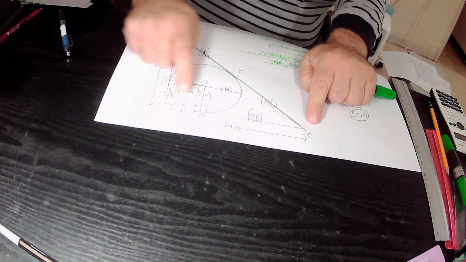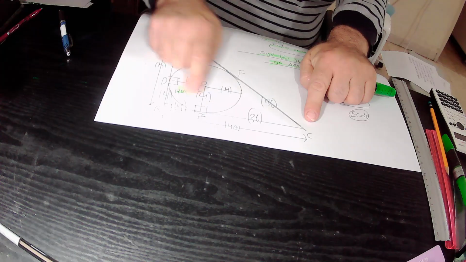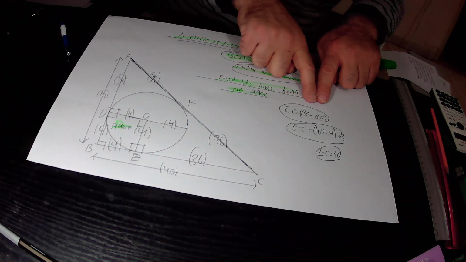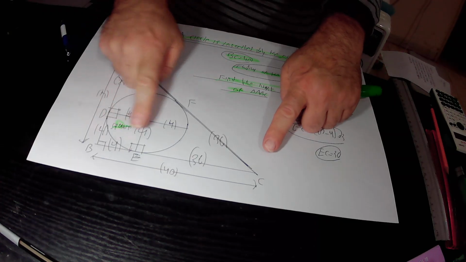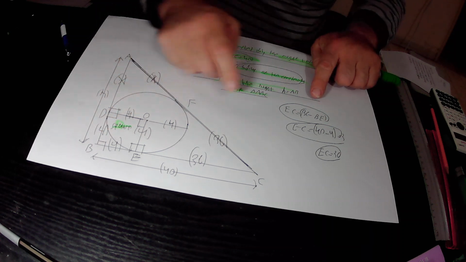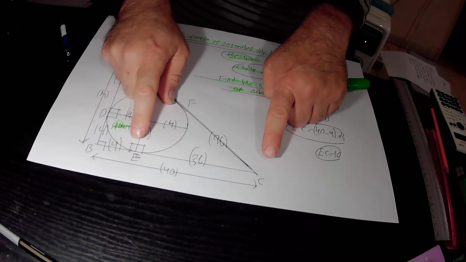What is the length of this piece, EC, of tangent BC? EC in total equals BC minus BE. So EC equals BC, this is 40 according to what is given, minus BE, this is 4. So in total, EC equals 40 minus 4, that is 36. EC equals 36 units.